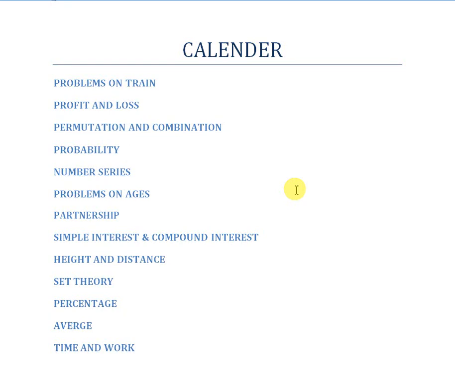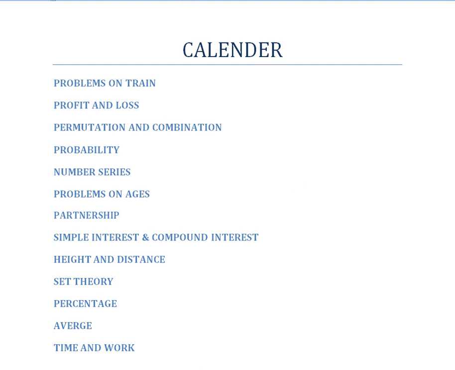So we are back with another topic of aptitude today, which is calendar. But before moving on to the topic of calendar, I would like to tell you about the topics which we have covered. So we have covered problems on train, profit and loss, permutation and combination, probability, number series, problems on ages, partnership, simple interest and compound interest, height and distance, set theory, percentage, average, time and work.